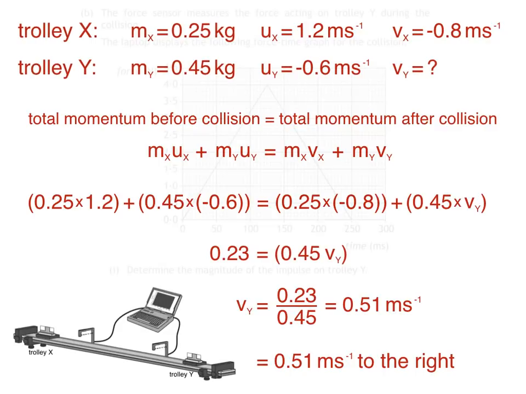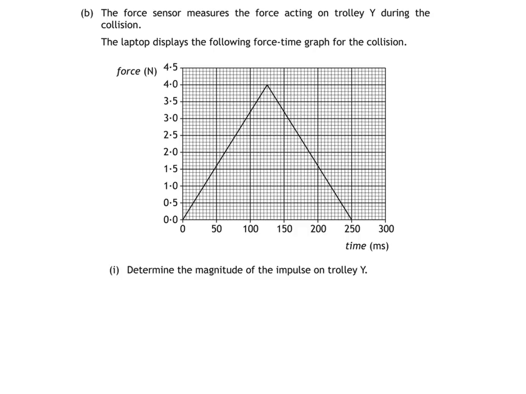Here's the next part of the question. The force sensor measures the force acting on trolley Y during the collision. The laptop displays the following force time graph for the collision. We're then asked to determine the magnitude of the impulse on trolley Y. This is a fairly straightforward question because impulse can be calculated by finding the area under the force time graph.